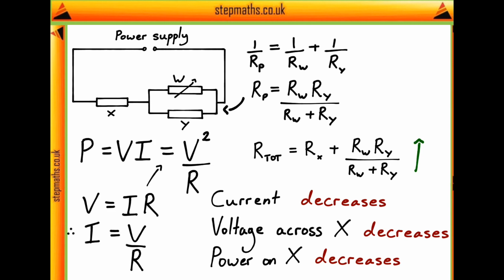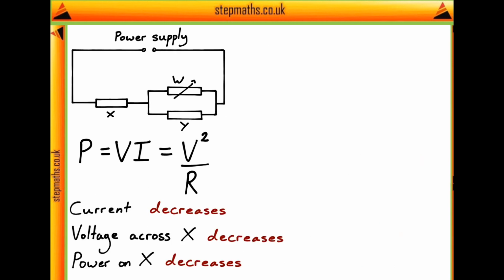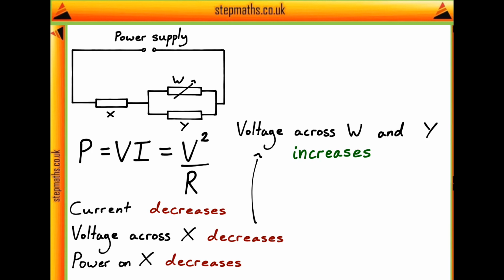Now that we know this about X, we can go ahead to consider resistor Y. One of the things which we just found out is that the voltage across X is decreasing. We also know that the voltage of the power supply has to be shared between resistor X and this parallel section here. So, if the voltage across X is decreasing, then to keep the total voltage the same, the voltage across this parallel section must be increasing. One of the things we also know is that the voltage across W is exactly the same as the voltage across Y. So, therefore, the voltage of each of them has to be increasing.